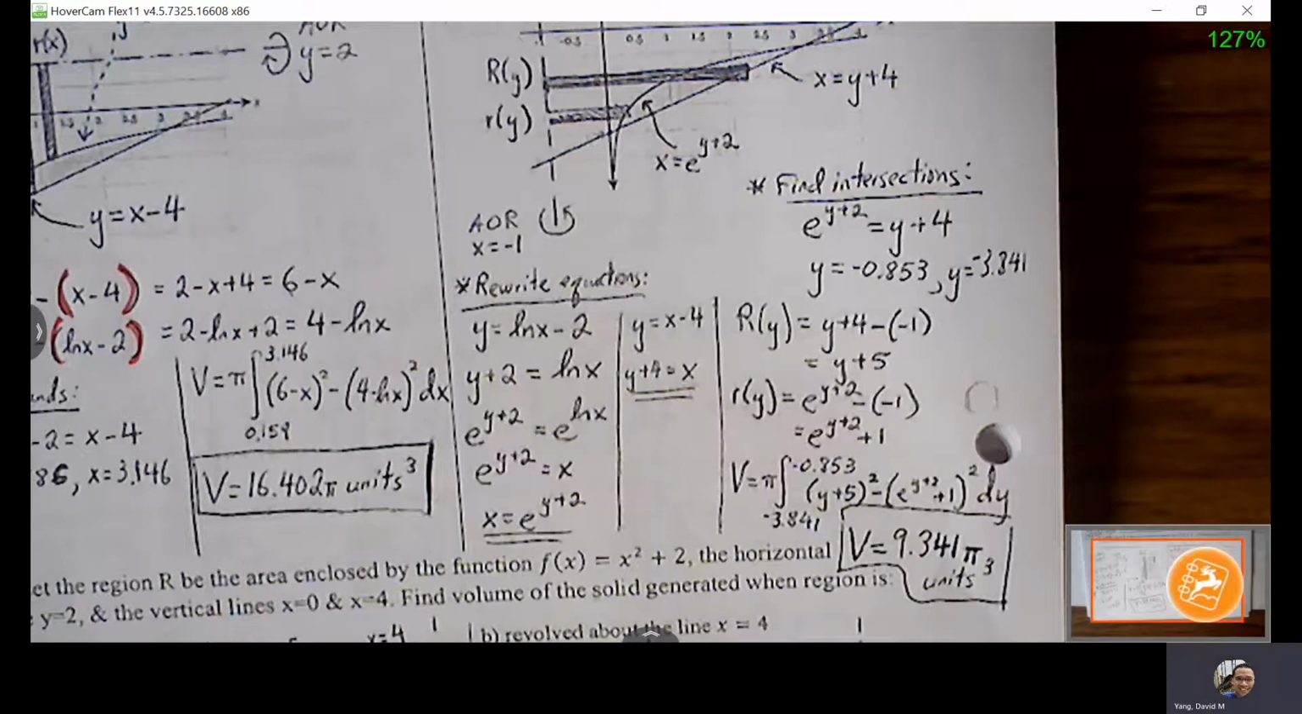Think big radius is right minus left: y plus 4 minus a negative 1. Little r, the little radius, is e to the y plus 2 minus the negative 1.